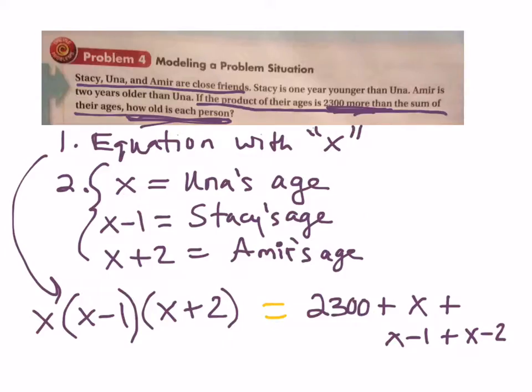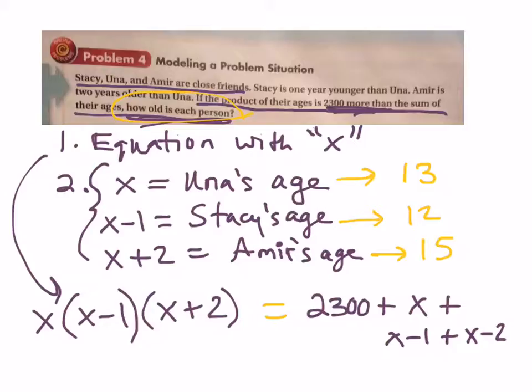So now, since this is a word problem, there's one more step. You take it back to the problem and try to answer the question: how old is each person? Well, x equals 13, and that's Una's age. Then Stacy's age is 13 minus 1, so she's 12. And then Amir is 13 plus 2, so she's 15.